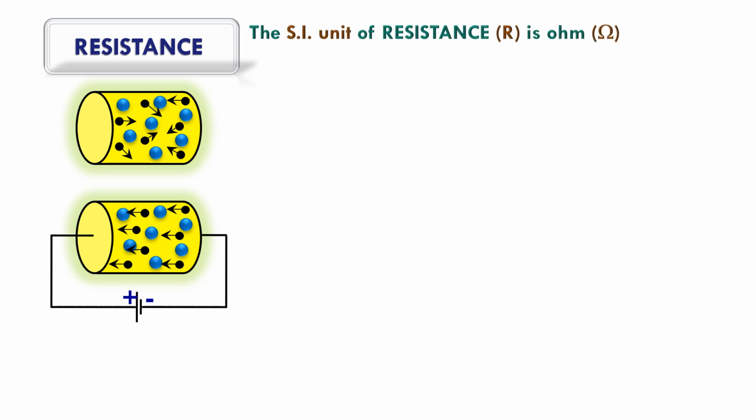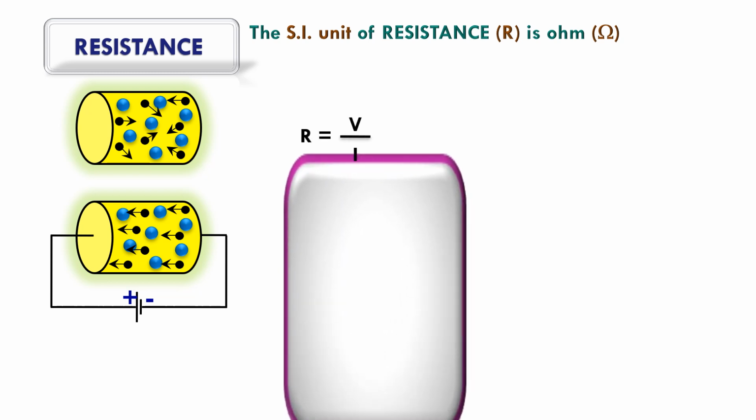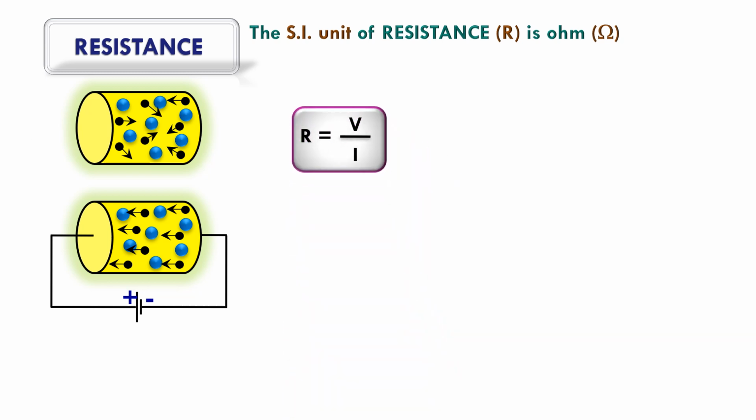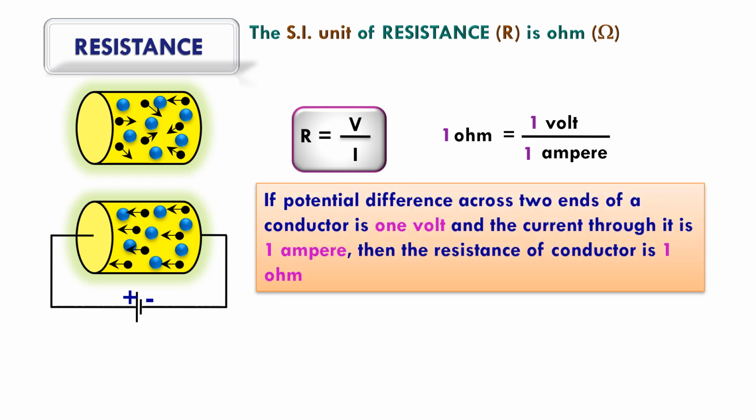The SI unit of resistance R is ohm, omega. R is equal to V by I. Ohm is equal to volt divided by ampere. If the potential difference across two ends of the conductor is 1 volt and the current through it is 1 ampere, then the resistance of the conductor is 1 ohm.